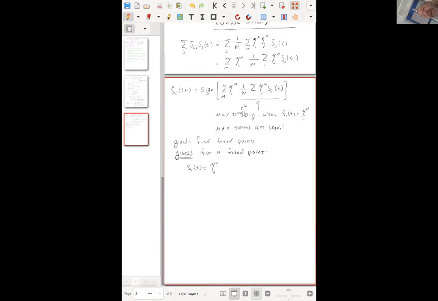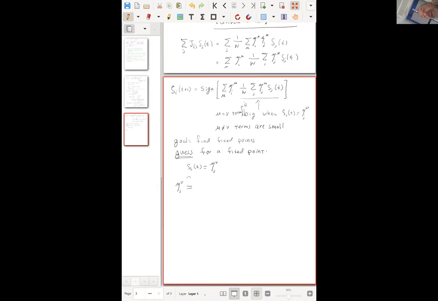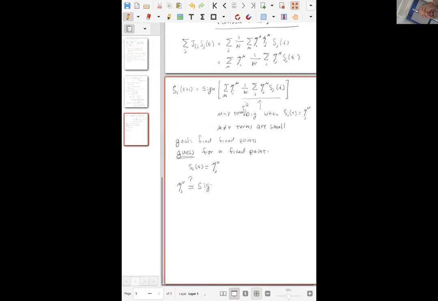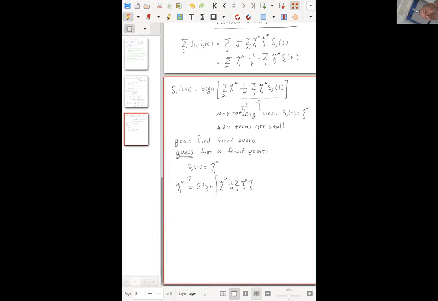So if it's correct, so basically we have eta_j nu equals, and we'll put a question mark here because we don't know if this is gonna happen, sine. So we're gonna split this into what's called signal and noise, okay? So we're gonna break out the eta_i nu term, and then we have 1 over n, the sum on j of eta_j nu times eta_j nu, right? Because s_j is eta_j nu, plus the sum over mu not equal to nu of eta_i mu.